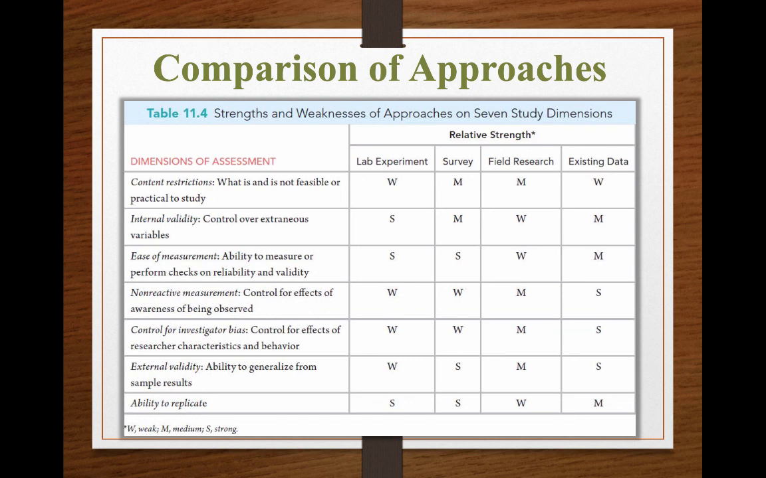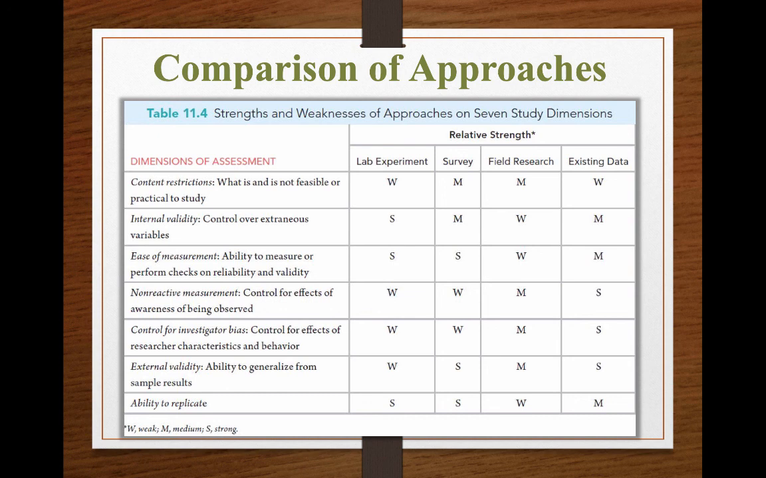Alrighty, so some comparisons of approaches here. We've got table 11.4, and this was really just looking at strengths and weaknesses of approaches on 7 study dimensions. We've talked about all of these different approaches already, whether it's lab experiments, surveys, field research, existing data, all that kind of stuff. So it looks at how in some of these methods you have different strengths and weaknesses. Take content restrictions, what is and is not feasible or practical to study.